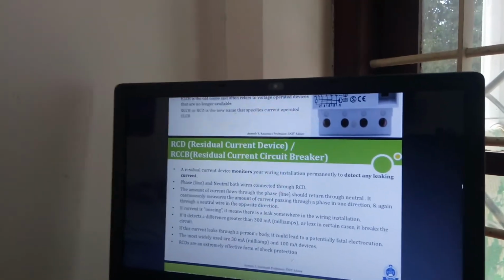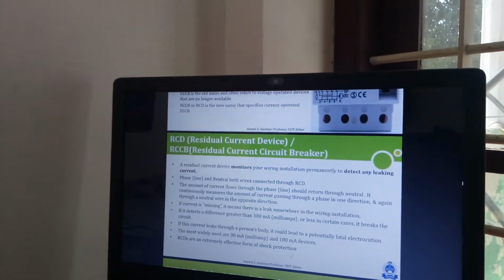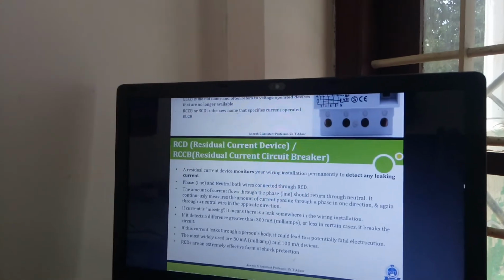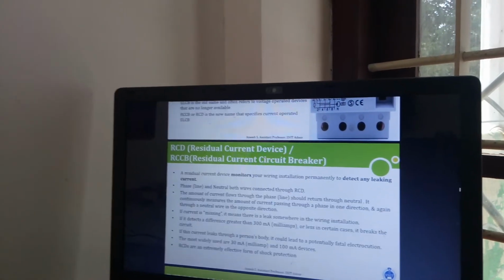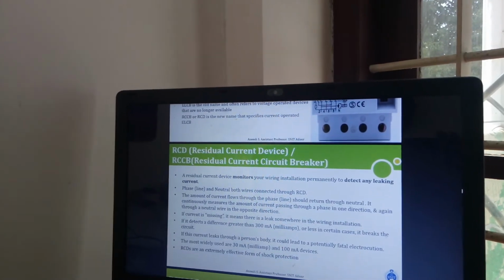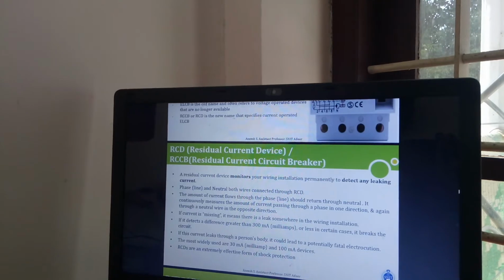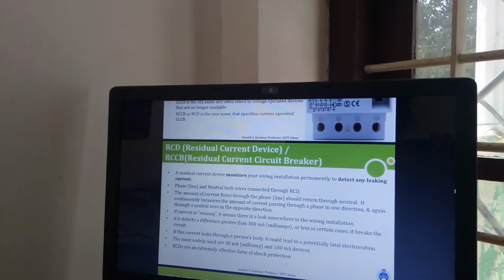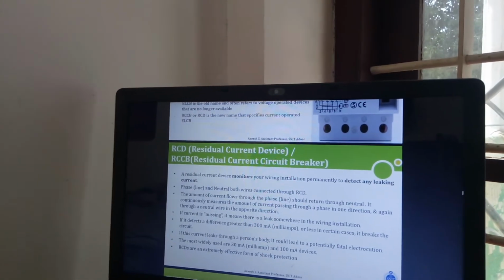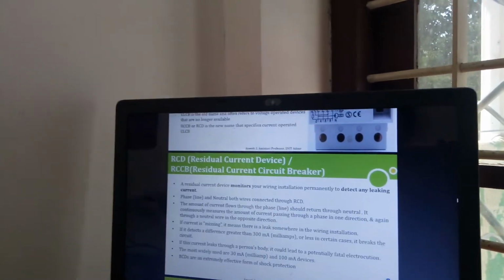If it detects a difference of 300 milliamps or less, it breaks the circuit. If the current leaks through a person's body, it could lead to potentially fatal electrocution. That is, it will cause burns to the human body. The commonly used one has a rating of 30 milliamps, and 100 milliamp devices are also available. RCDs are extremely effective for shock protection.